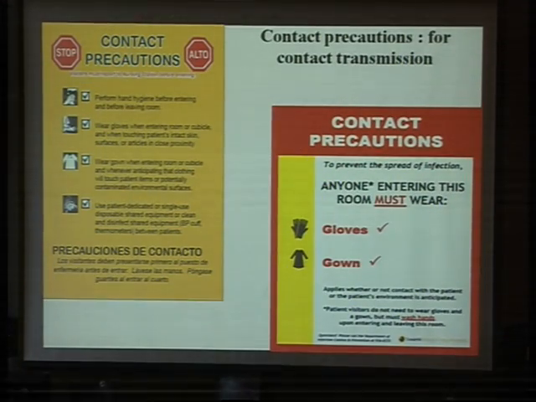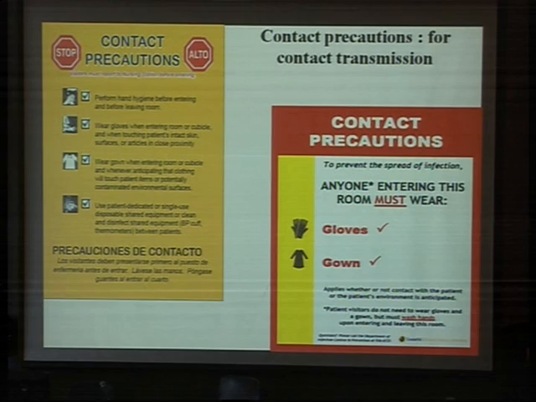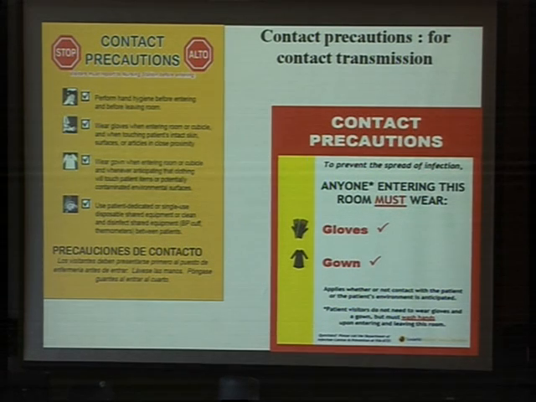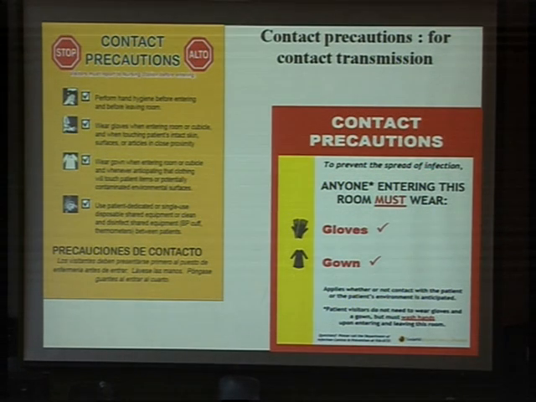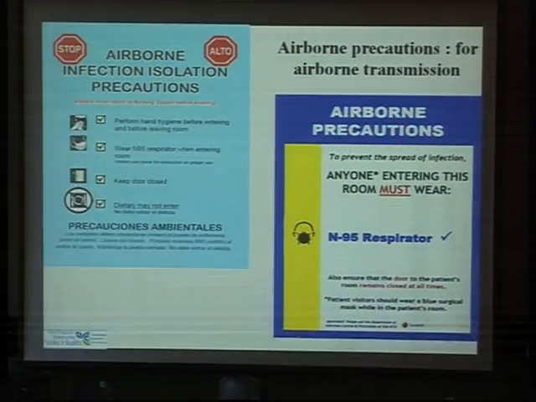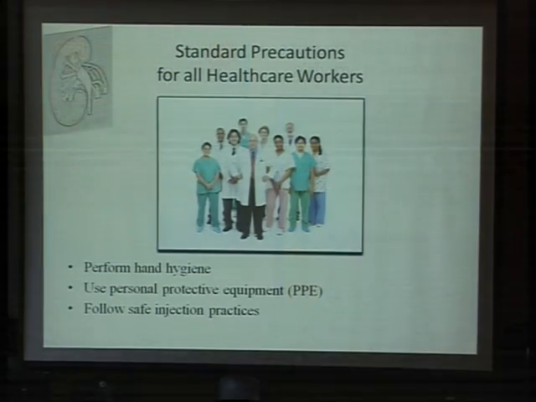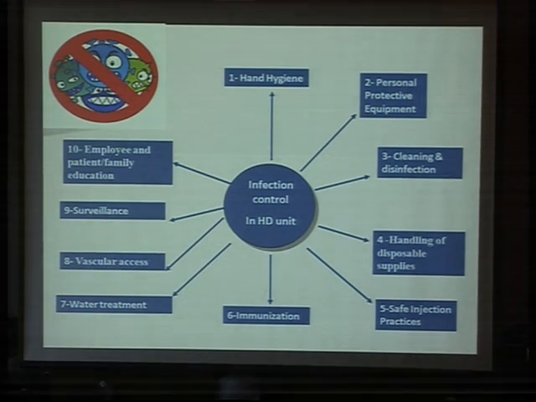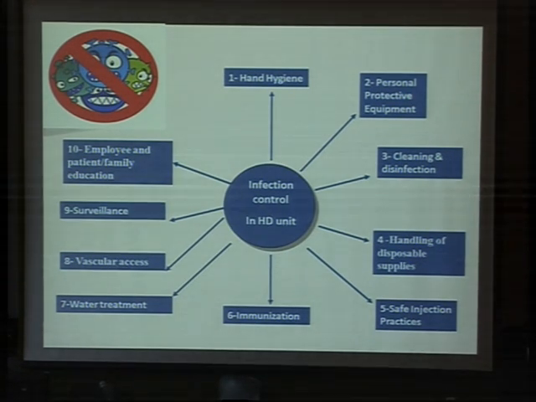We also have an important precaution, the contact precaution, if we are dealing with a patient where there is fear of transmitting the infection by hand only, for example, the case of diarrhea. In this situation, in general, we put a paper on the room of the patient to advise the nurse and the healthcare worker what they should do. And this is for the airborne: it's isolation. All these 10 points are the infection control practices to be applied for the hemodialysis unit.